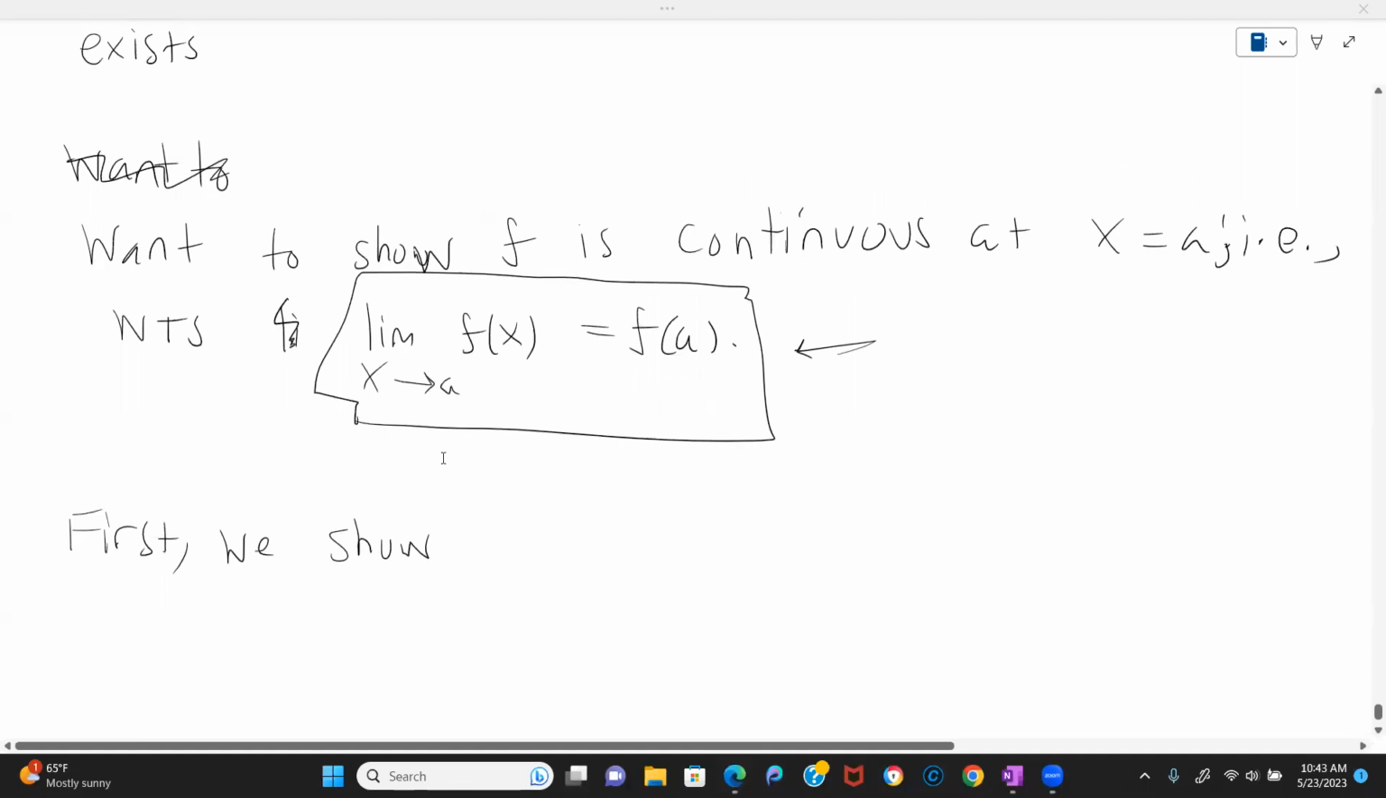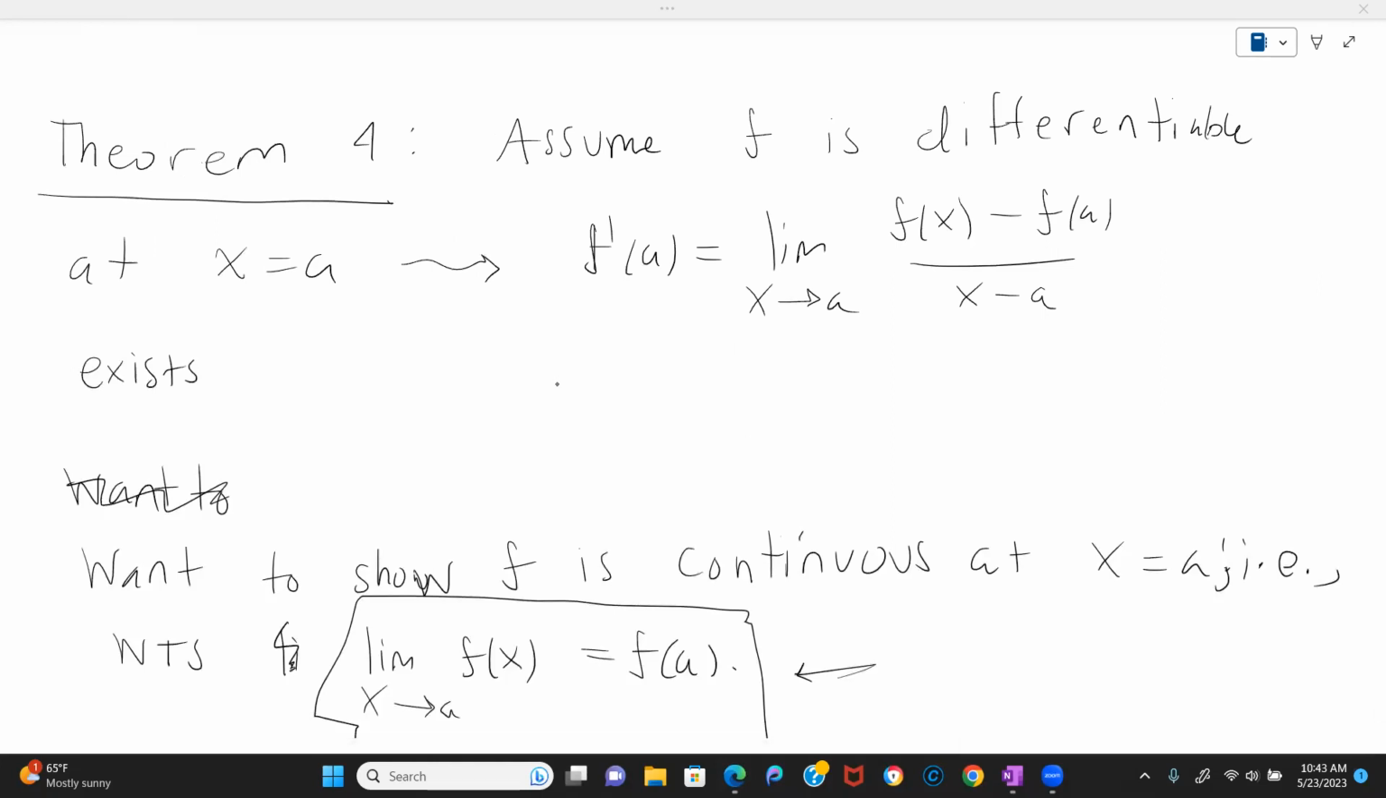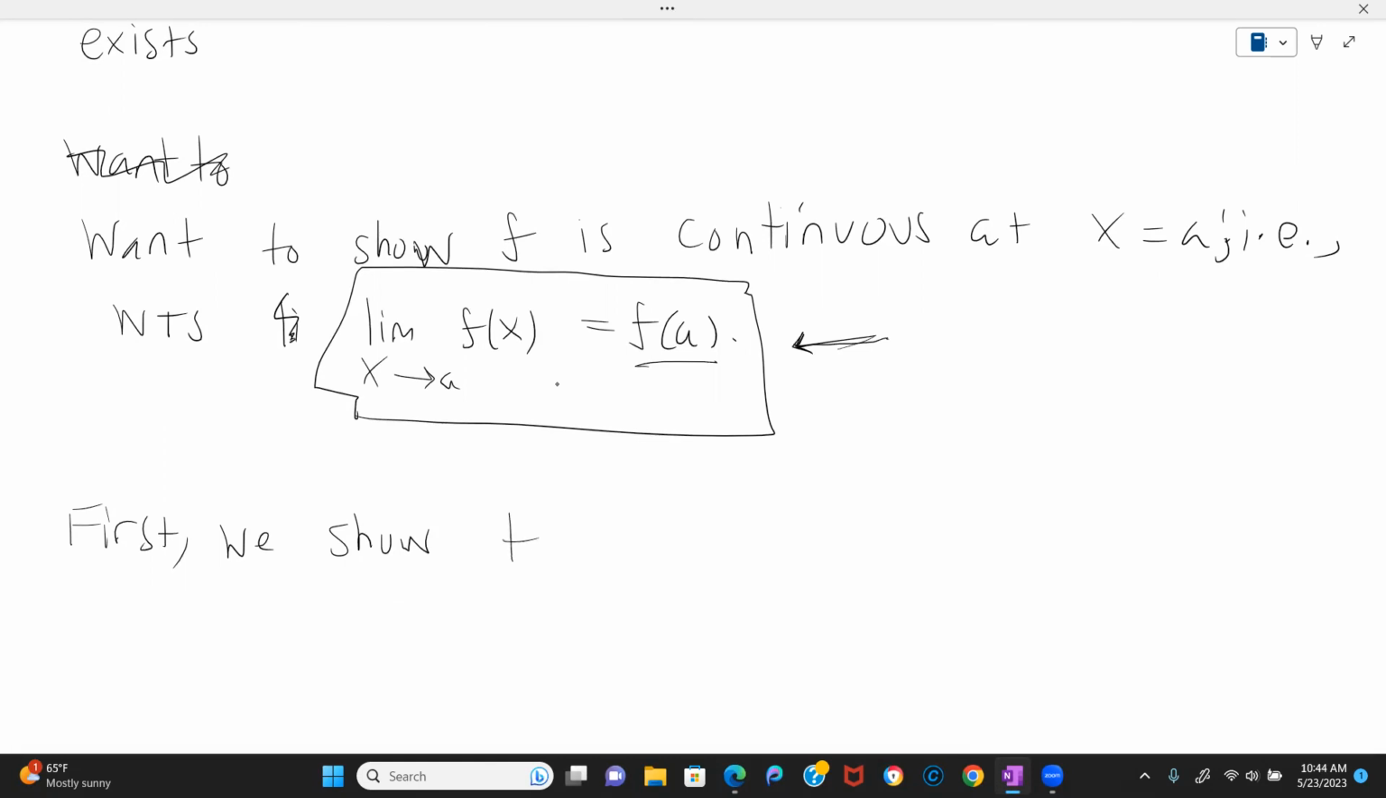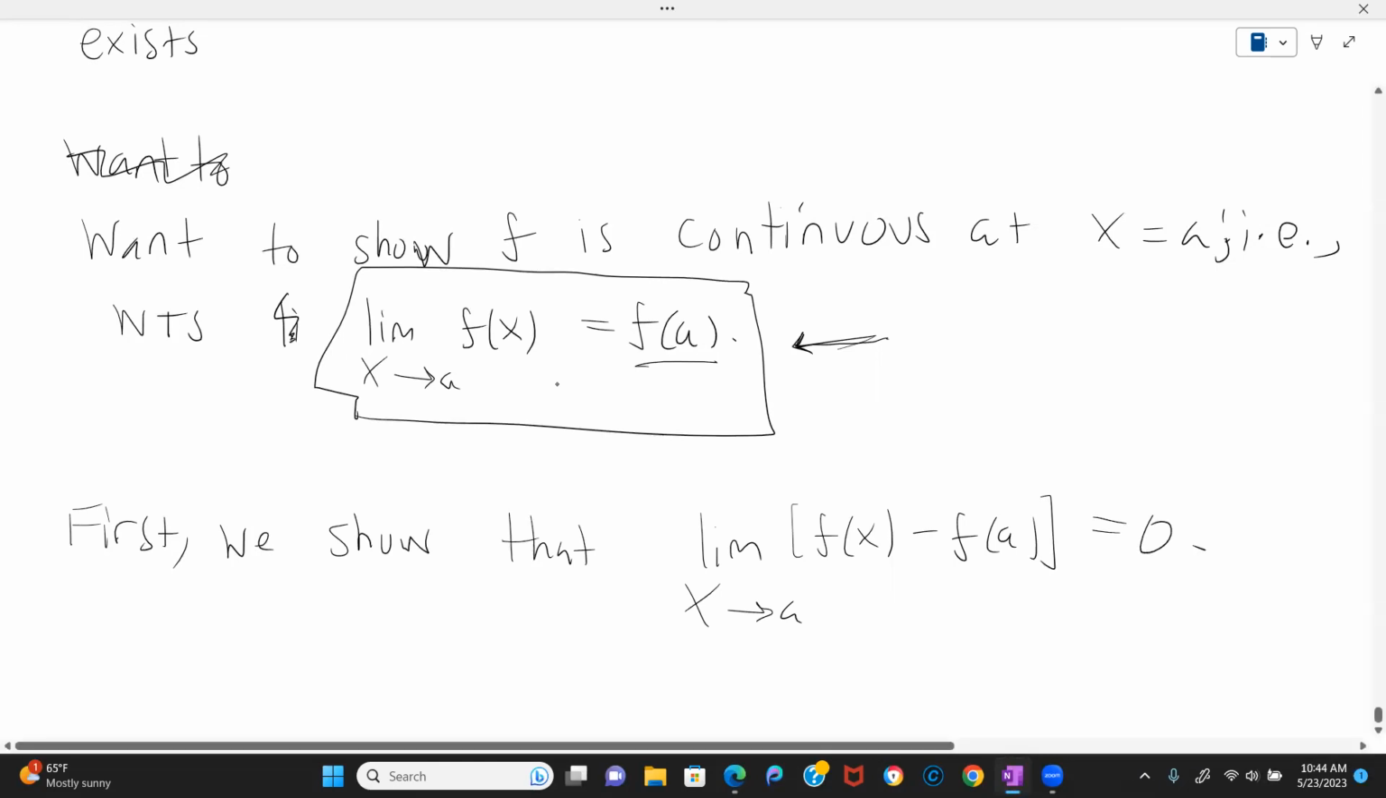So let me share. All right, so let me just start over. Just really recap. So we're starting with this. We're assuming that this limit exists. That's what it means to be differentiable. And this is what we want to show, that this limit exists and it equals f of a. So first we show that the limit as x goes to a of f of x minus f of a is equal to 0. That's actually really close to just proving this right here, and we'll see how.